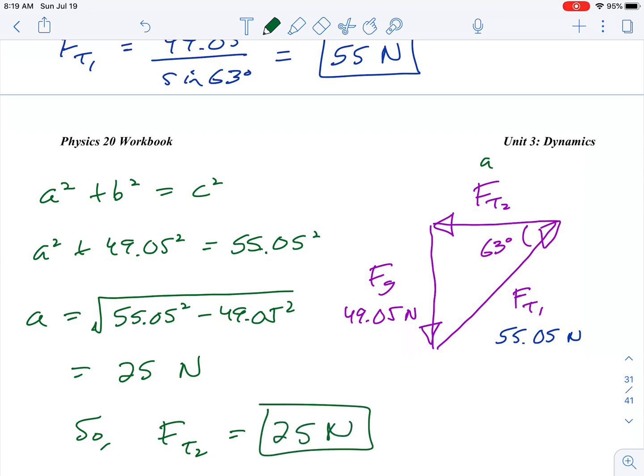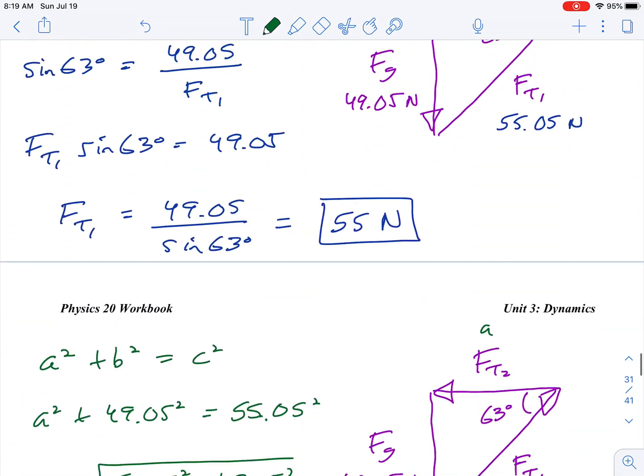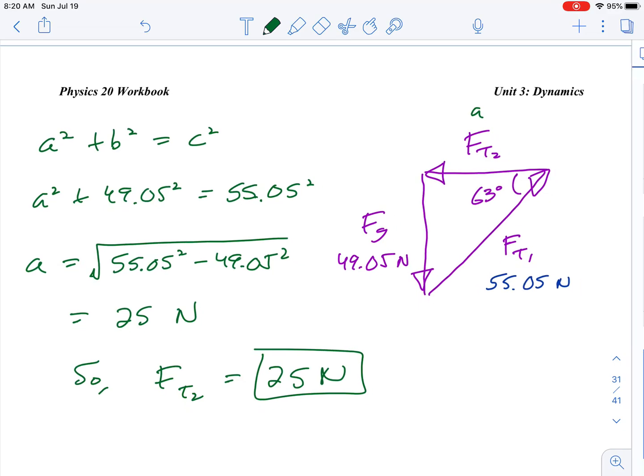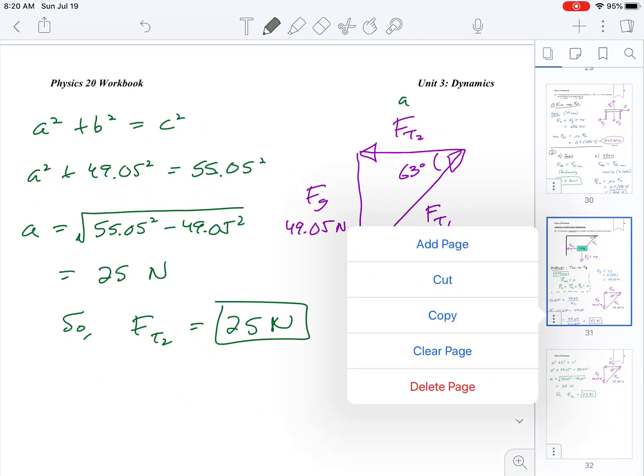And done. Okay, so this is our first method that we could actually use, the tail to tip. But there's a second way. Let me just, if you don't mind, add another page here. Good. Oh, I think I might have put it in the wrong location.